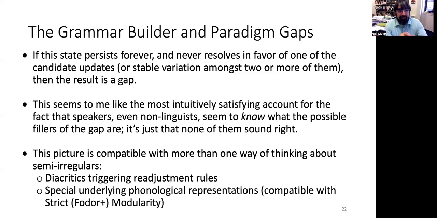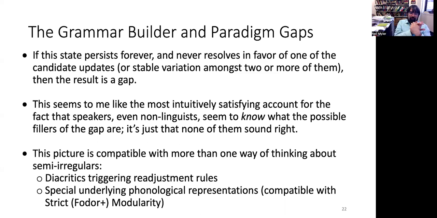And this idea of persistent uncertainty, where you have candidate rules but the grammar builder has not been able to commit to either of them, I think that's what you need to allow for to get that result explained. Now, that picture is compatible with more than one way of thinking about semi-irregulars. So in the Albright and Hayes type model, and also in the Gorman and Yang type model, semi-irregulars are dealt with via diacritics that trigger readjustment rules. This way of thinking about it is compatible with that.